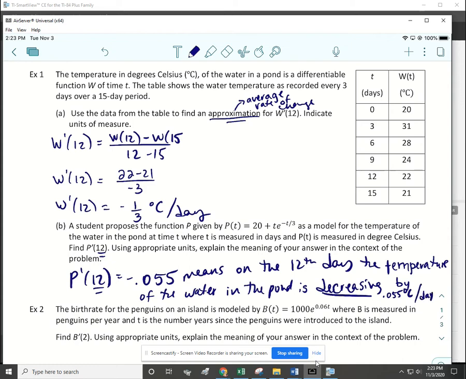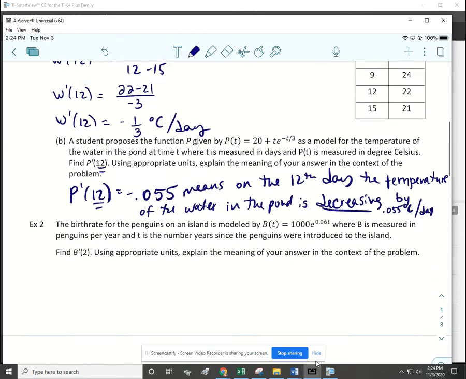All right, so when you get a negative value for that p prime of 12, that means that whatever it's measuring is decreasing. If we got positive, then whatever you're measuring would be increasing. All right, let's look at the next one.